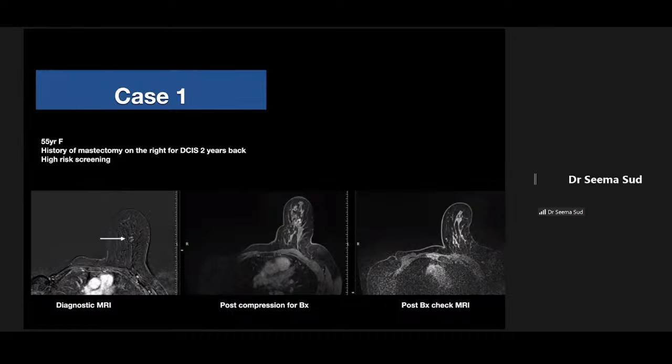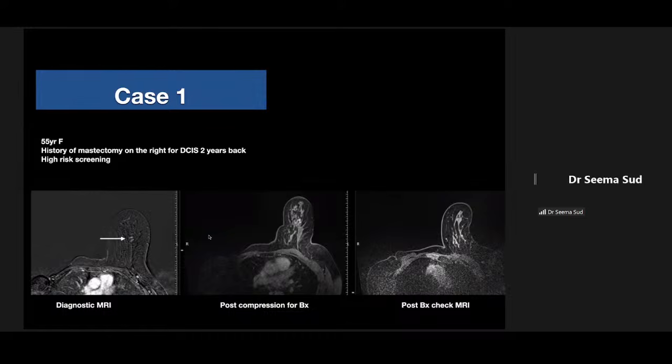So this was a 55-year-old female. She had a history of mastectomy on the right side for DCIS 2 years back. So she was a high-risk screening coming to us for an MRI routinely. And 2 years post the mastectomy on the right side, we found this area of non-mass enhancement. You can see this is hardly 1 centimeter. So to do a biopsy of the central breast with adequate distance from the skin is the easiest biopsy we do. So this was basically a plain vanilla case.